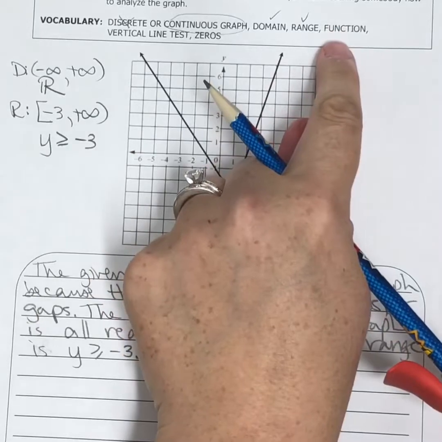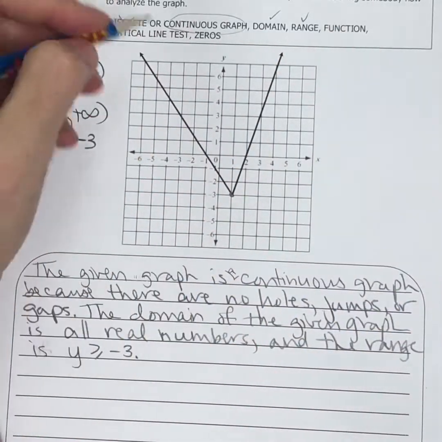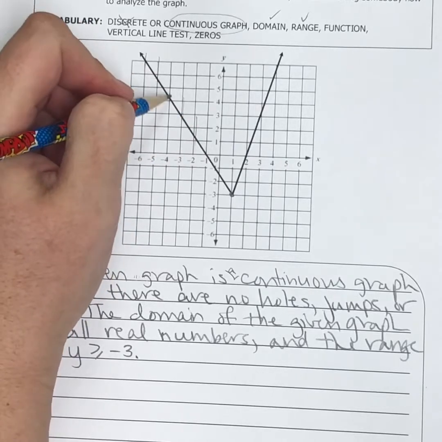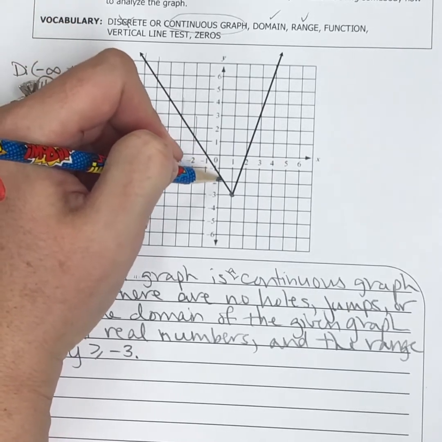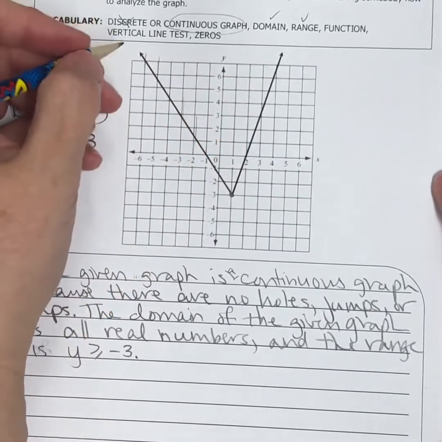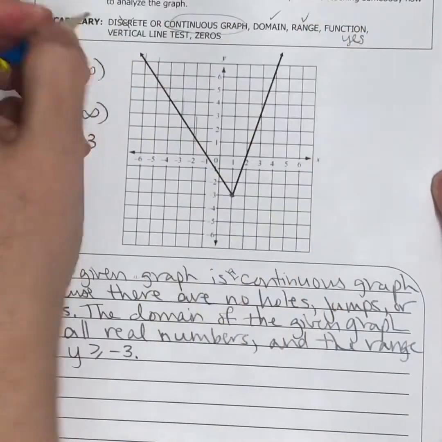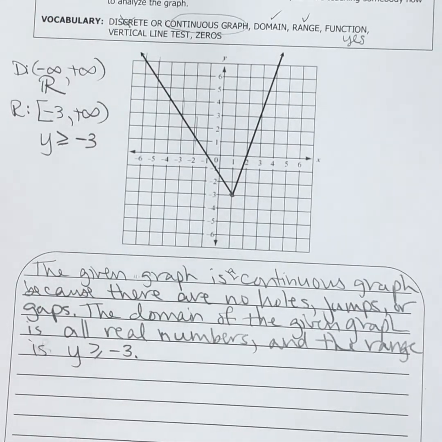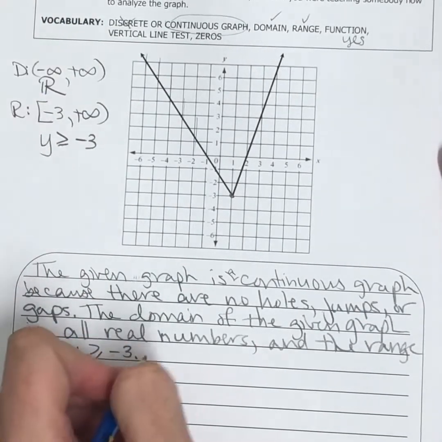Now, is it a function or not? We're going to use the vertical line test. So if I do all these imaginary vertical lines, notice each time it only hits the graph once. And if I keep going, it's going to do the same thing forever and ever. So yes, it is a function. And we know because with the vertical line test, there's no repeated x's. Okay, so let's say that.